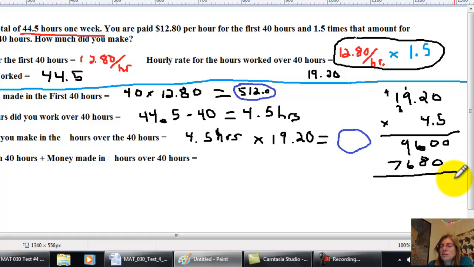And add, you have 0, because you're adding 0 to 0, 0 to 0 again. You're adding 6 plus 8, which is 14. Carry the 1. So you have 10 plus 6, which is 16. Carry the 1. 7 plus 1 is 8. And you have 1, 2, 3 decimal places, so you go over 1, 2, 3 decimal places. So you made an additional $86.40 during that time. You have to add money made in 40 hours.